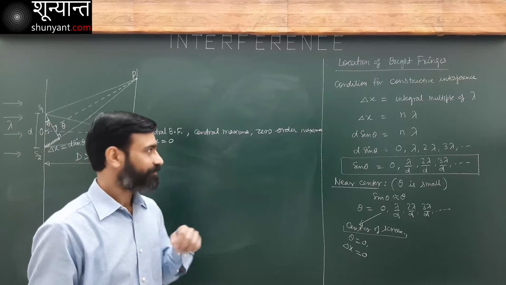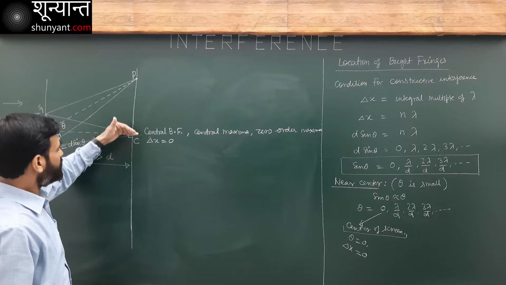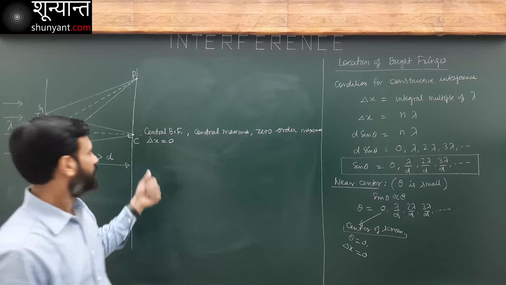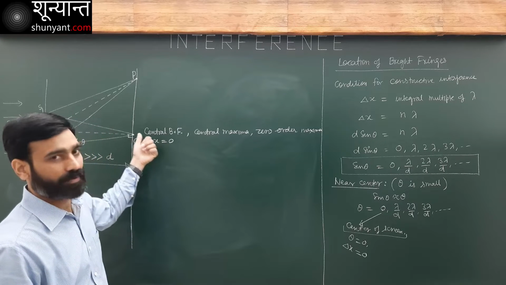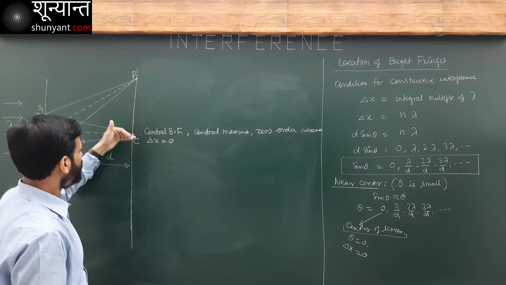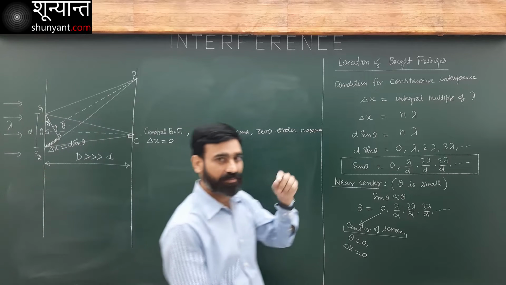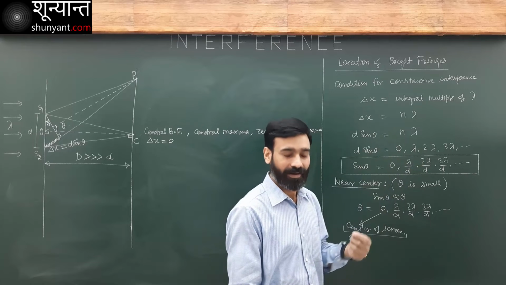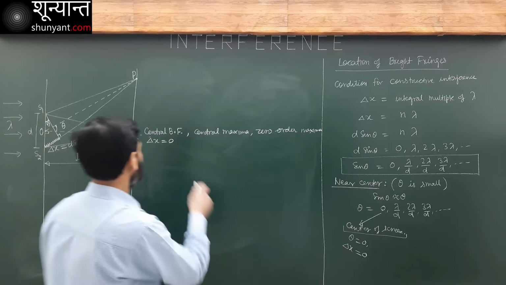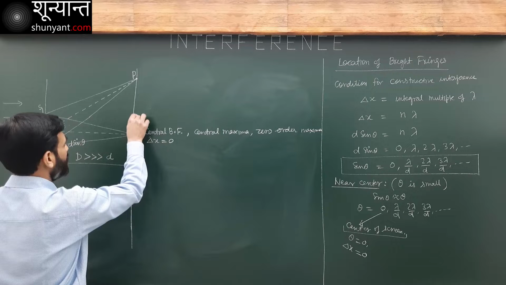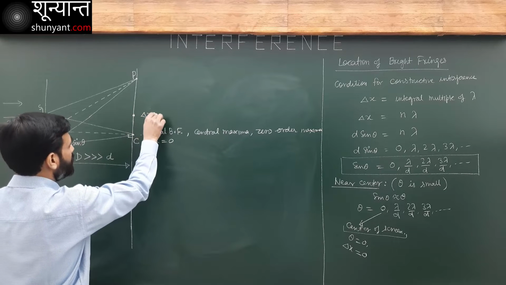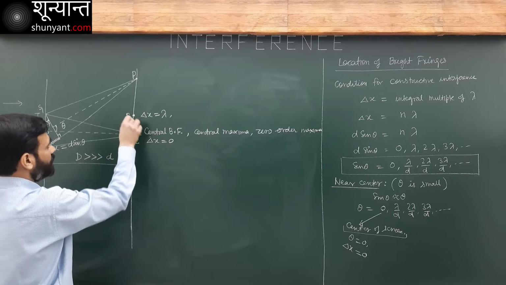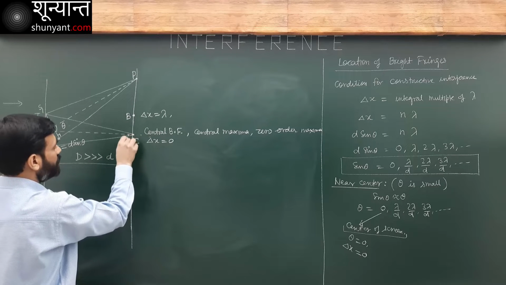Try to understand it. As I go above this center or below, the path difference starts to increase. At this point it is 0. When I move above or below, after some distance, at some position, the path difference is going to be lambda. Again I will get a maximum. Here the path difference is lambda, and I will get a bright fringe. This is also a bright fringe.